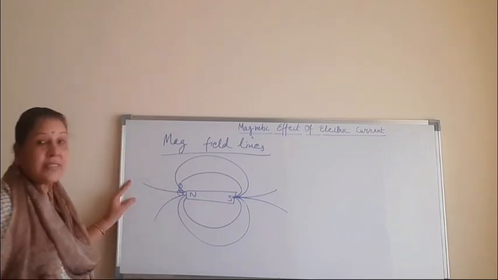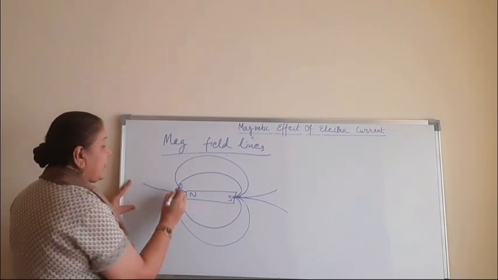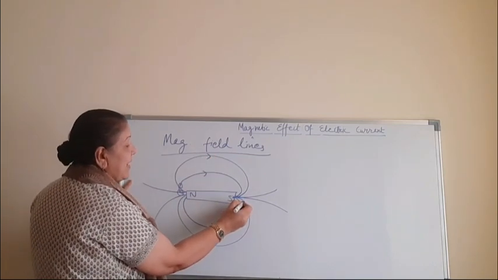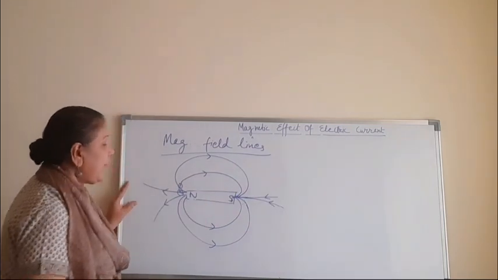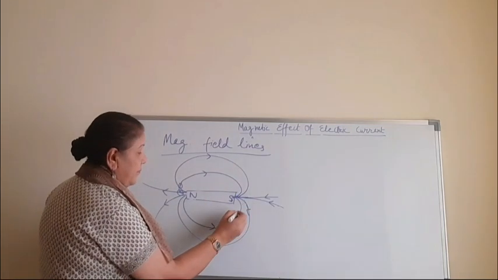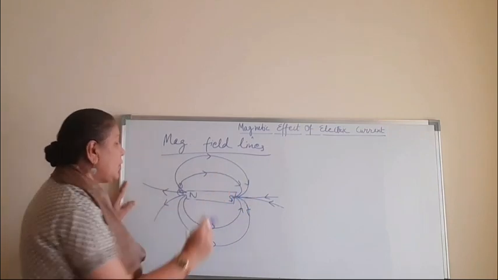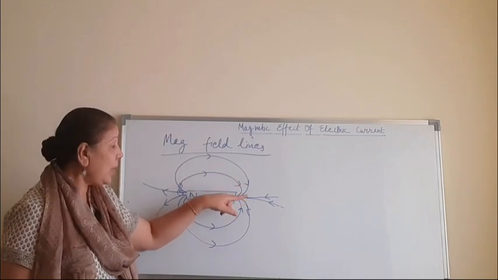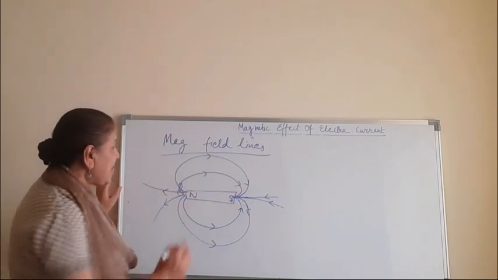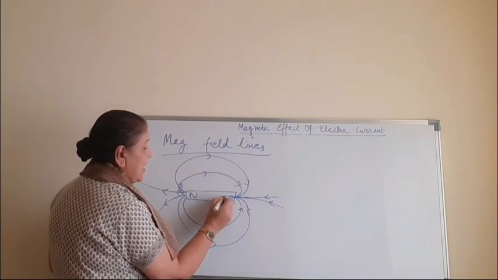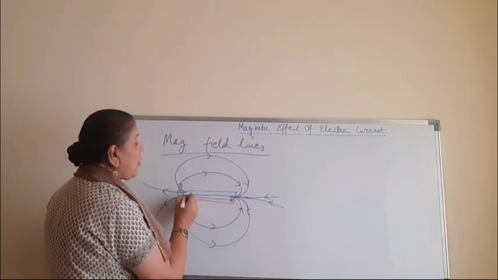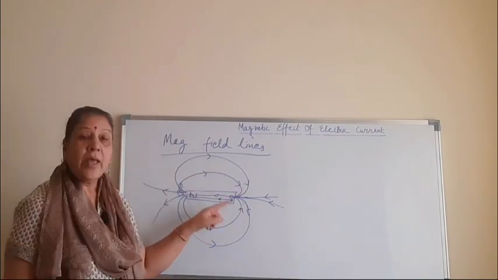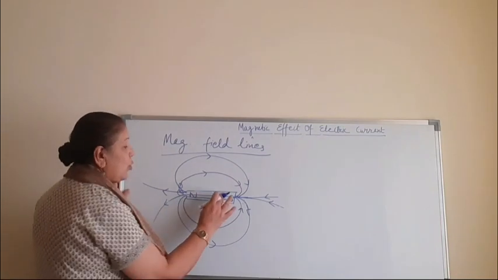So, it is always observed that the magnetic field lines move from north and end at the south pole. So, I can show the magnetic field lines like this. The magnetic field line starts from the north pole and ends at the south pole outside the magnet. Inside the magnet, it goes from south to north pole, like this and this. Inside the magnet it is from south to north.